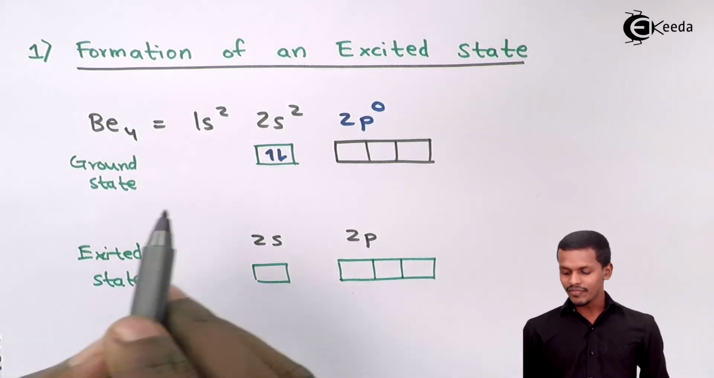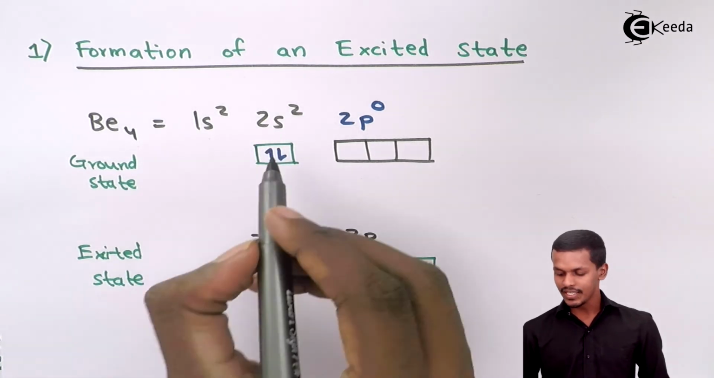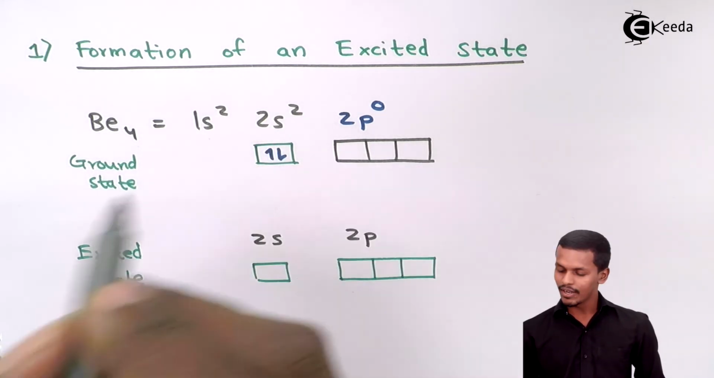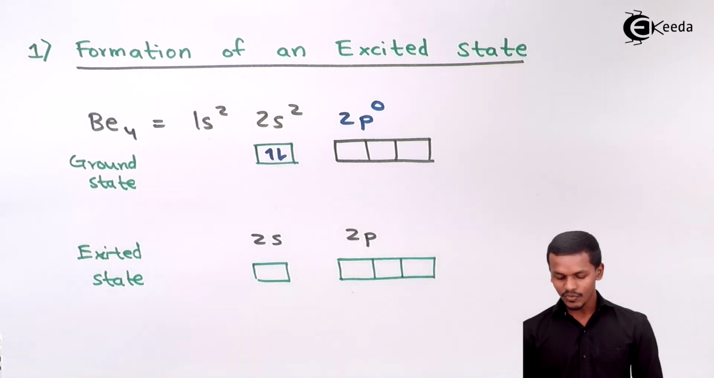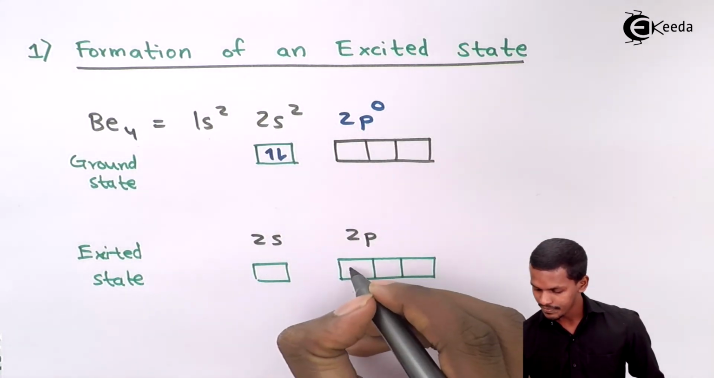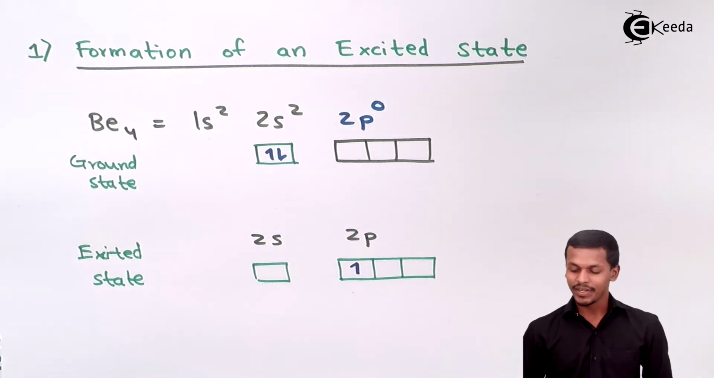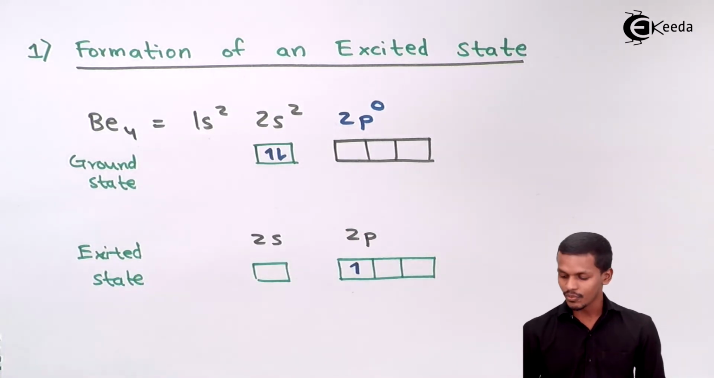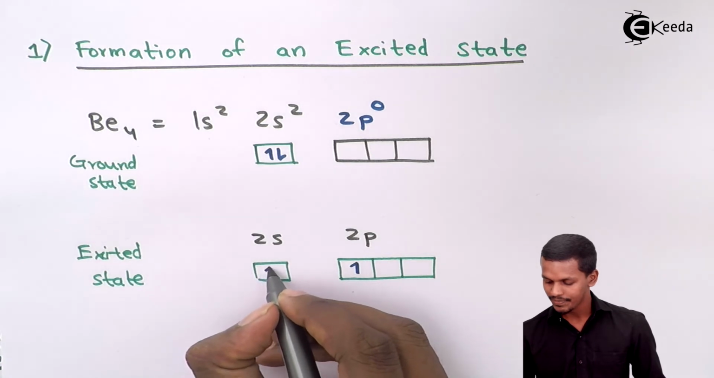So after providing some kind of energy to this ground state, obviously one electron can be shifted to the other one, and this electron will be moved in such a way that it will transfer to the p orbital. But meanwhile, one electron will be left out in the s orbital only.